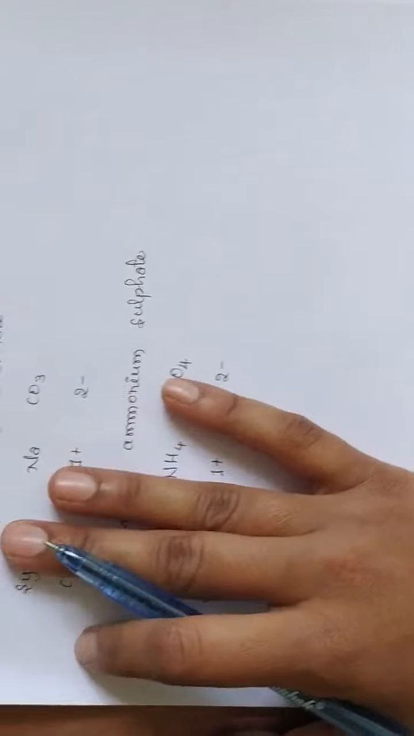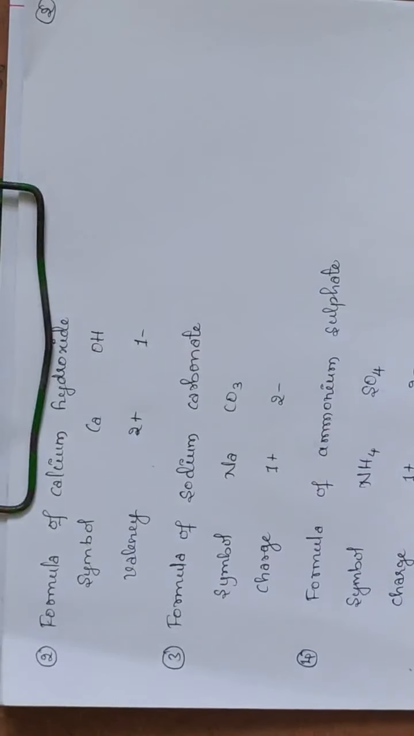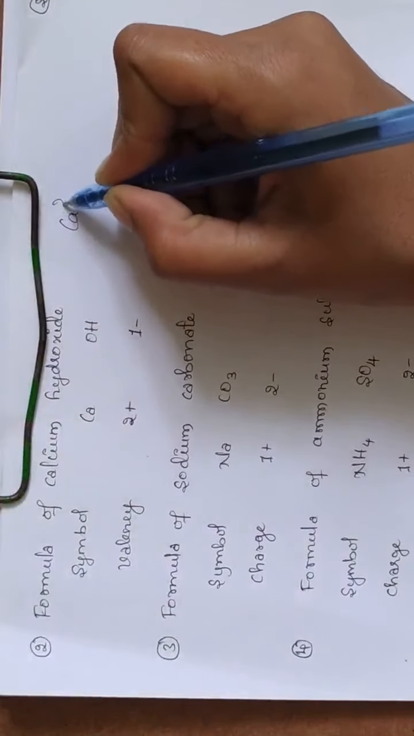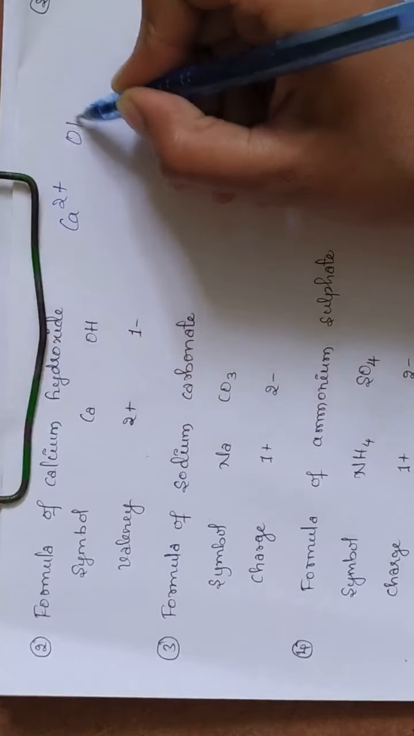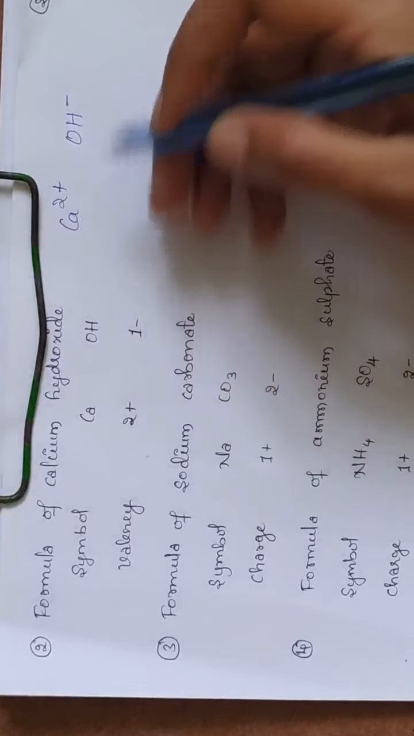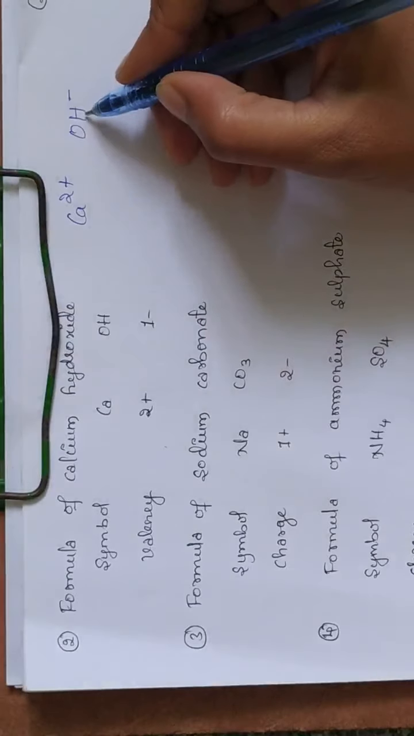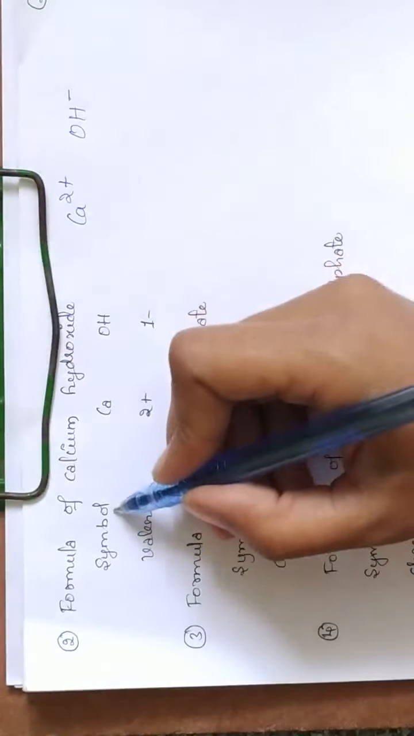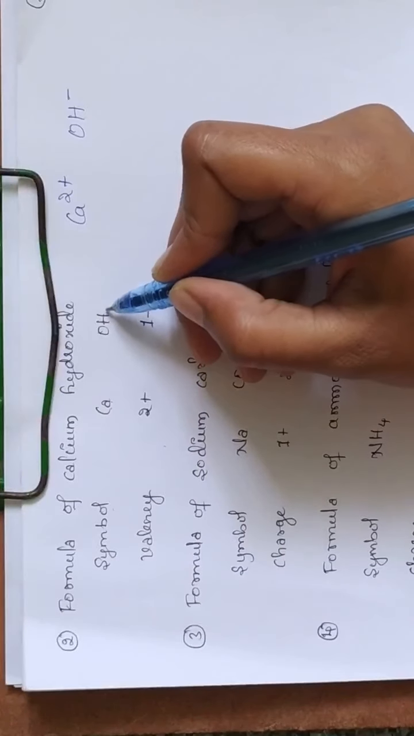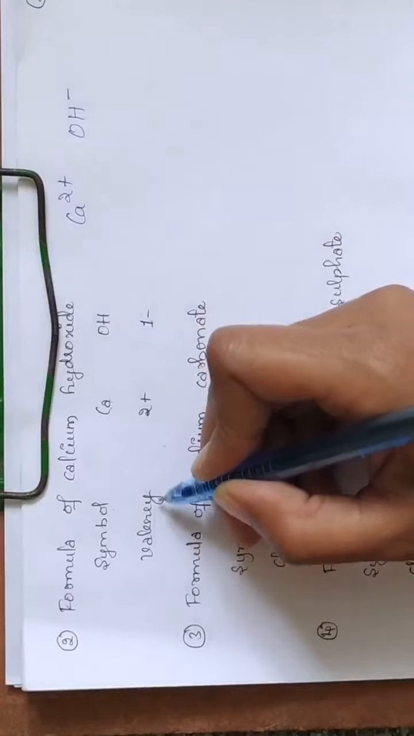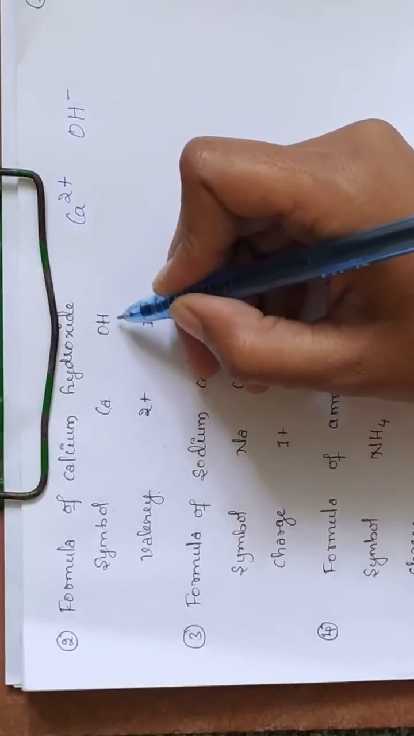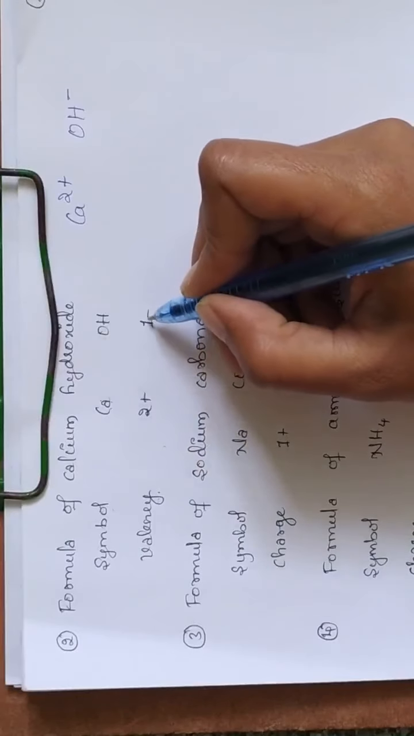We'll see the formula of calcium hydroxide. This calcium ion will combine with the hydroxide ion. The calcium ion is a monoatomic ion, whereas the hydroxide ion is a polyatomic ion. The symbol of calcium is Ca and that of the hydroxide ion is OH minus. Here we have written the valence or charge: on calcium +2, on hydroxide -1.